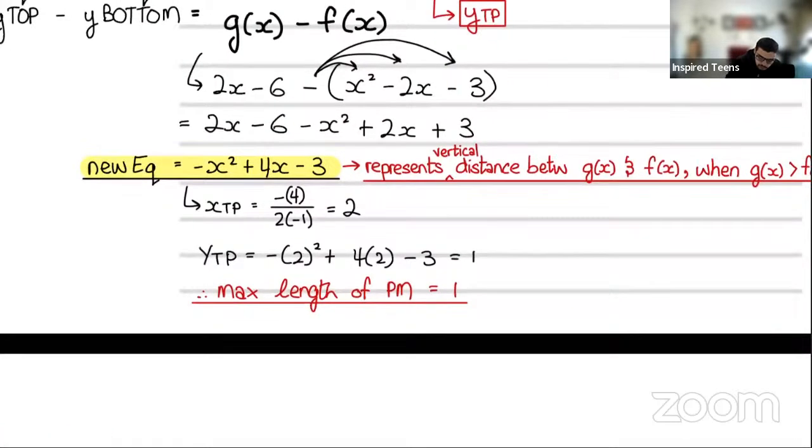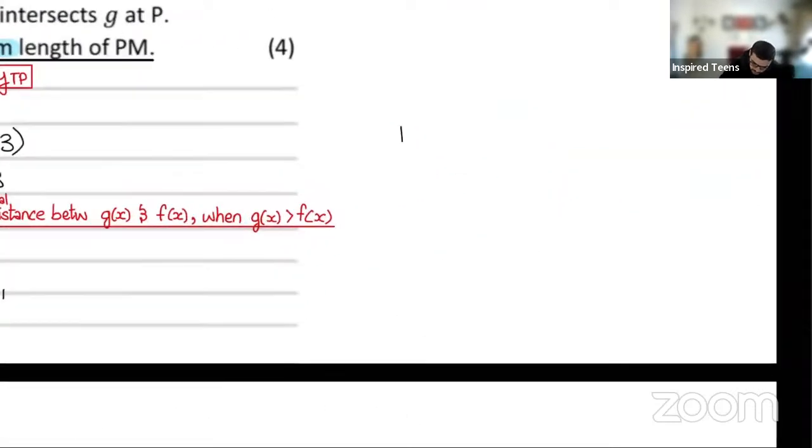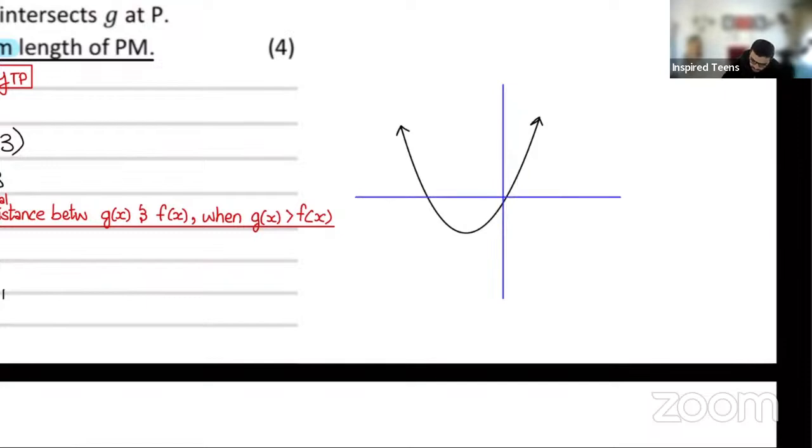Yes, the XTP. So why do you substitute the XTP into the equation to find the YTP? Okay, that has a simple explanation. So let's just say we have this parabola equation, and here are the axes, the x and the y axes are like that. So remember that a turning point itself is just a single coordinate.